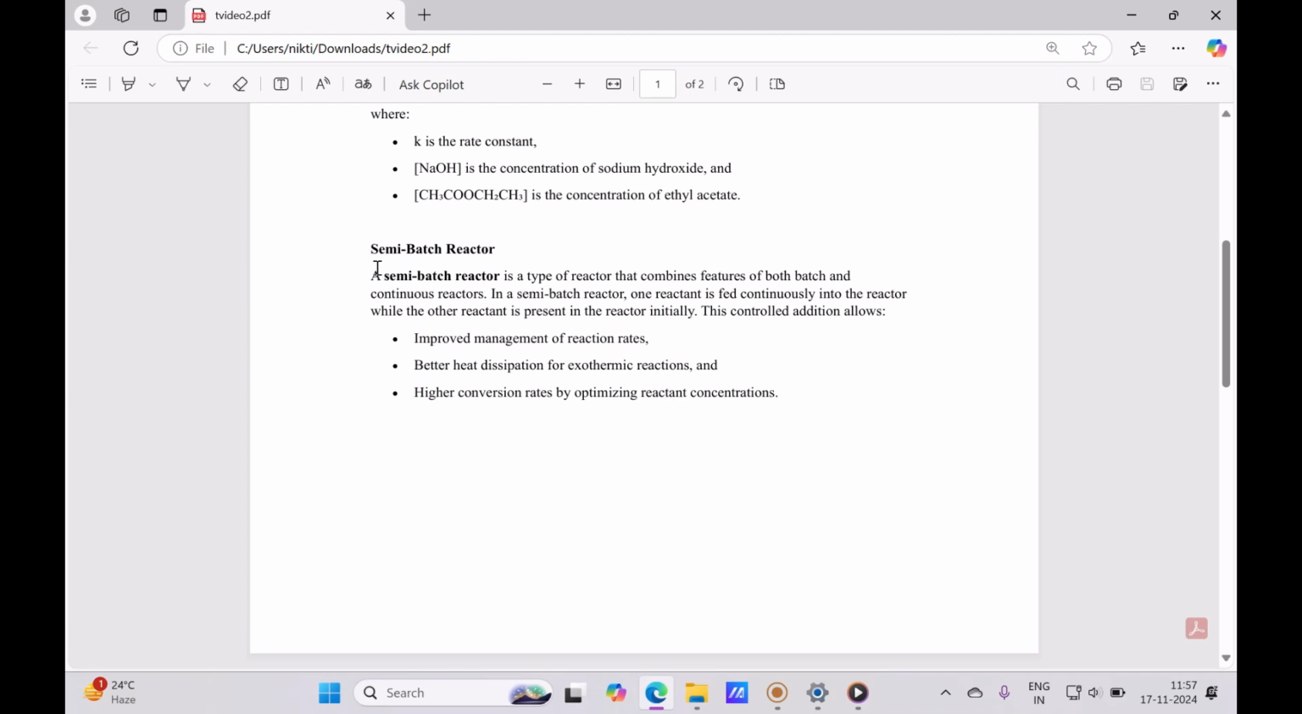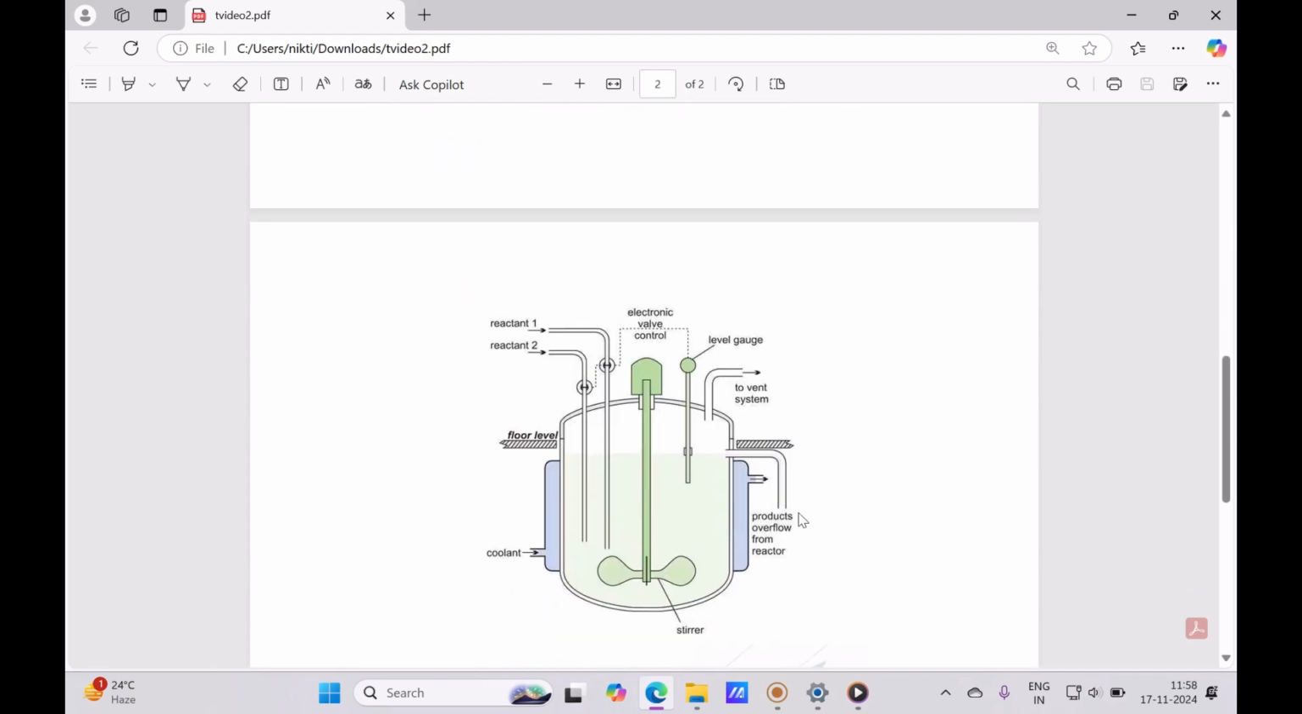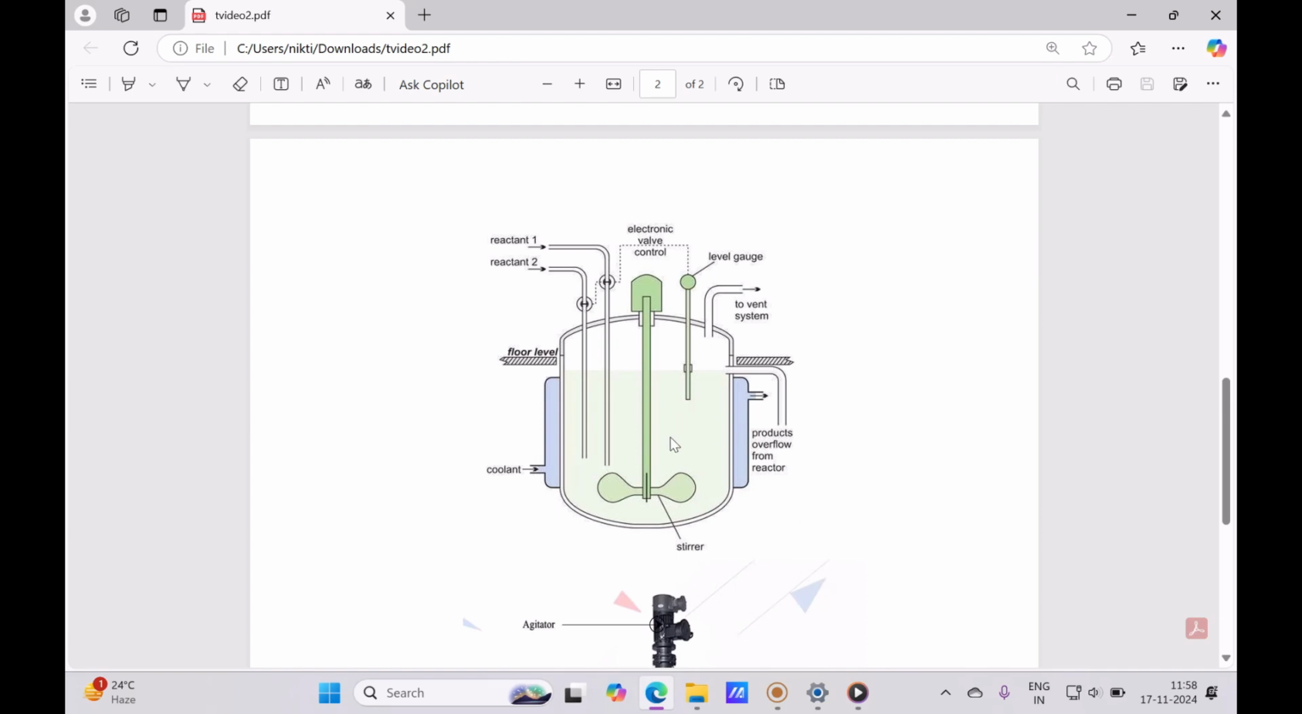Now let us study some basic features and the working principle of a semi-batch reactor. A semi-batch reactor is a type of reactor that combines features of both batch and continuous reactors. In a semi-batch reactor, one reactant is fed continuously into the reactor while the other reactant is present in the reactor initially. In this schematic diagram, we can see that reactant 1 and reactant 2 are fed gradually while the reactor is initially charged with some other reactant.